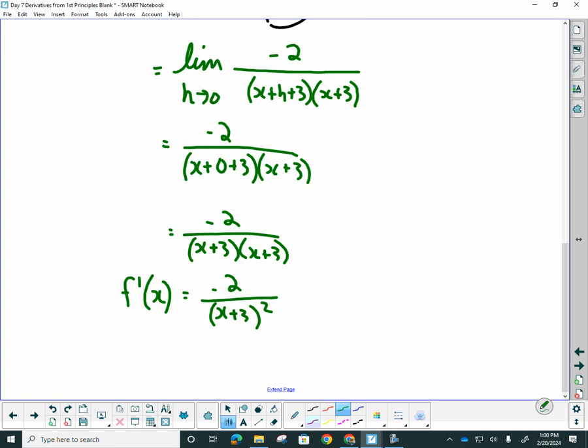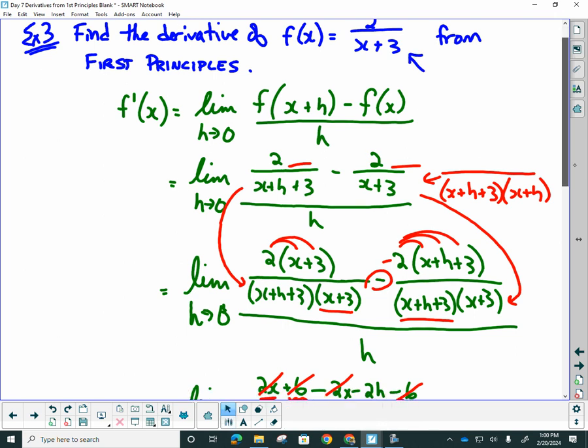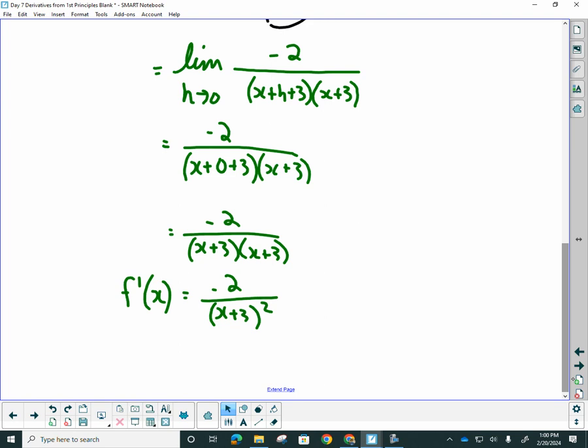Now, as you do enough of these, you're going to see this bottom thing being squared in a lot of your derivatives. So you see the original function way up here was x plus 3, and the derivative ended up having x plus 3 squared. Because as you do enough of these, you'll see the same pattern happen over and over again. And then we might be able to, in the next unit, predict what that answer is. But right now, we're doing this from first principles.